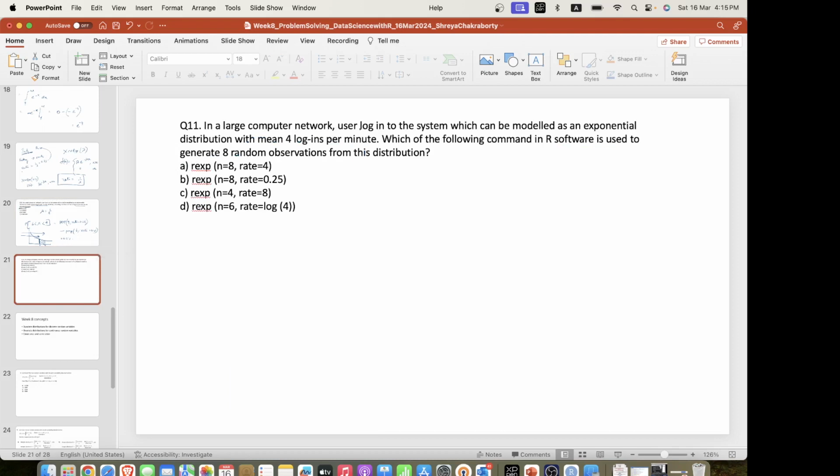So here the same thing. User login to the system is modeled as an exponential with mean this thing. So rate will be 1 by 4. That is 0.25. B. Which of the following commands is used to generate 8 random observations? That would be B.